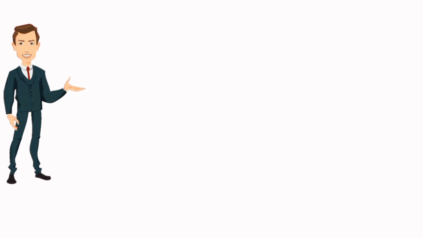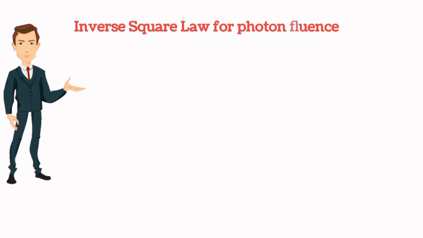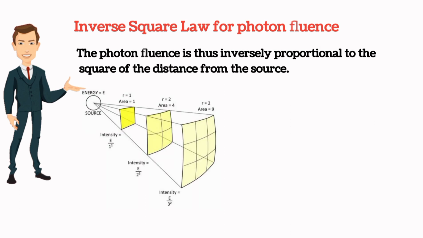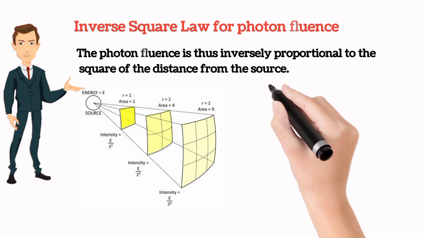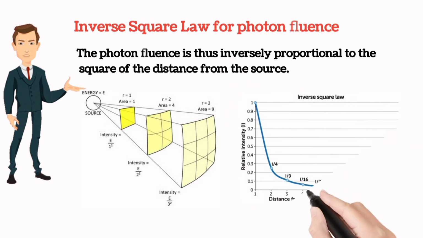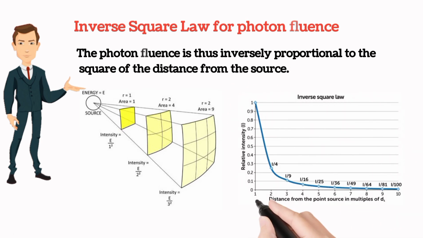Now we know what the inverse square law is. When a photon point source emits photons, then according to the inverse square law, the photon fluence or intensity of the photon beam decreases when we move away from the source.